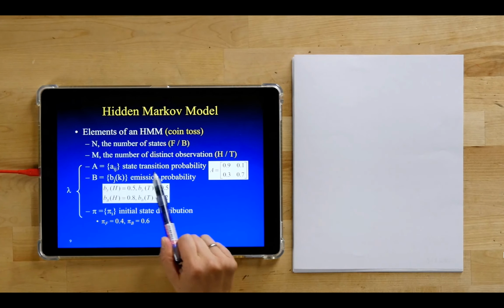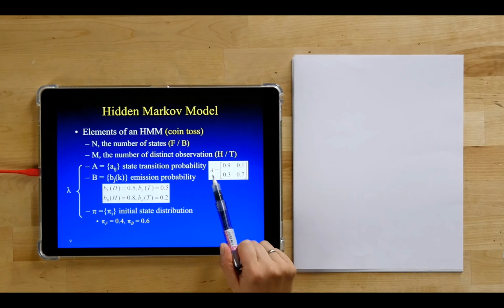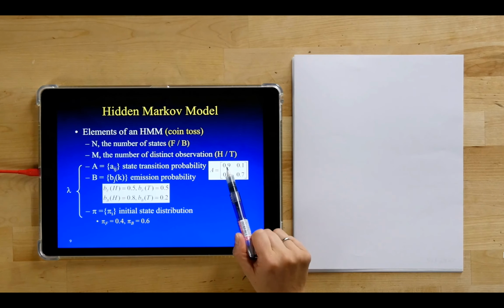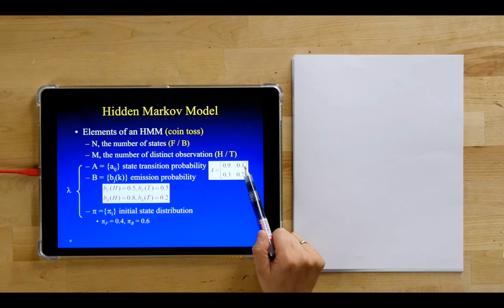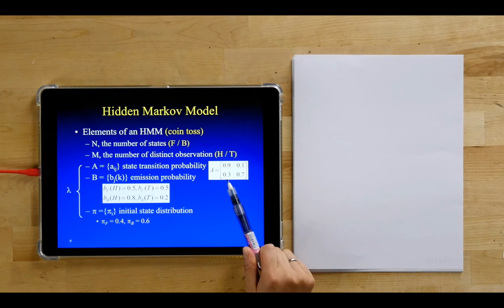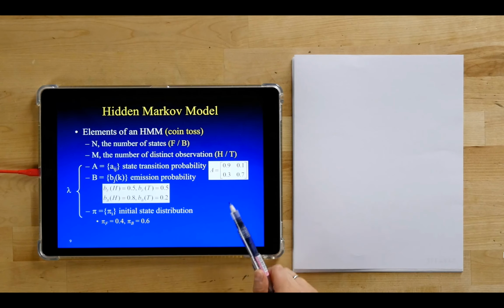The first is the state transition probability. If I'm already using a fair coin, the probability I will use another fair coin is 90%, but the chance I will flip to a biased coin is 10%. If I'm already using a biased coin, I'll have a 30% chance of changing to a fair coin, but a 70% chance of staying with the biased coin. So that's the transition probability.